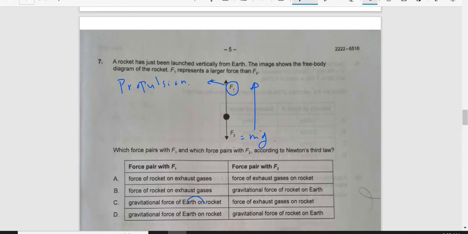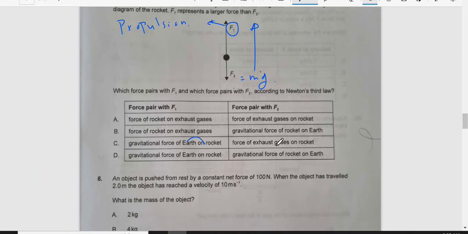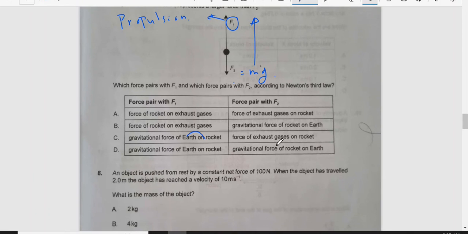Now, which force pairs with F1 and which force pairs with F2 according to Newton's third law? So you have here the force of the rocket on the gas. This is with F1. And the gravitational force of the rocket on Earth. This is with F2.